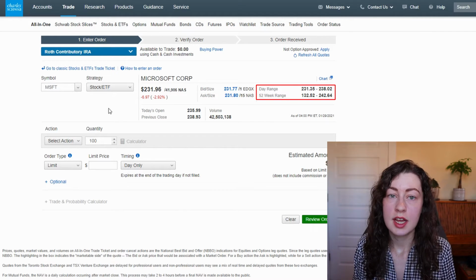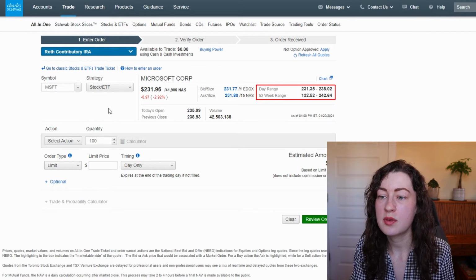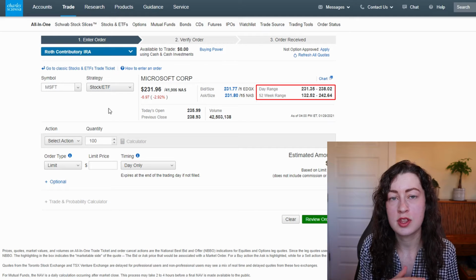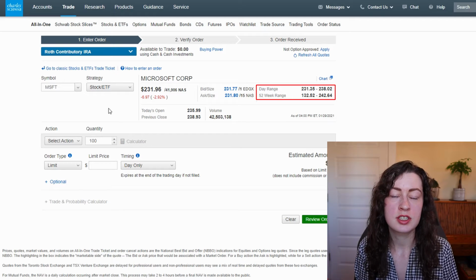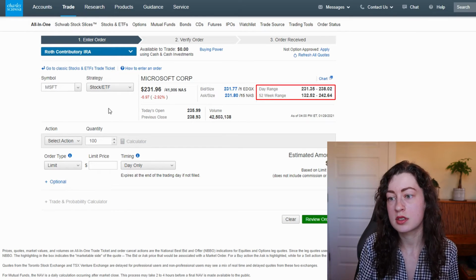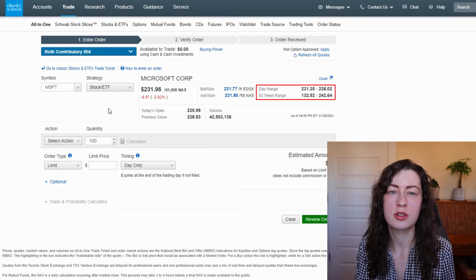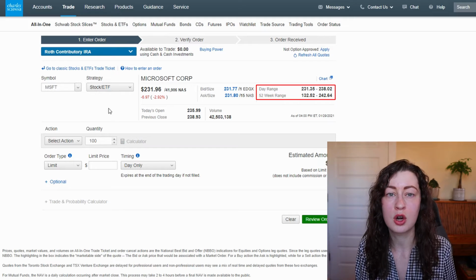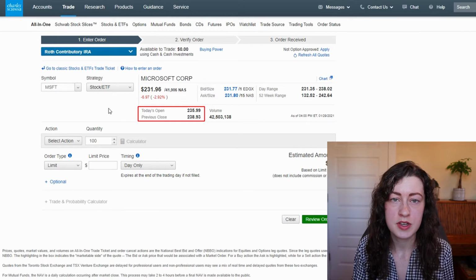Over on the right, we have day range and 52-week range. So this is pretty self-explanatory. In the day range, it's just the lowest value that the share dropped to versus the highest value that it was raised to in a given day. 52-week range is saying over the course of the year, the lowest value that the Microsoft stock was $132, the highest value was $242. So it just shows you kind of the spread of the stock over the recent amount of time. Further below that, we have today's open and previous close.